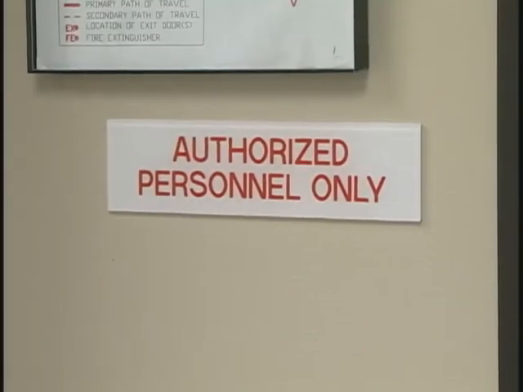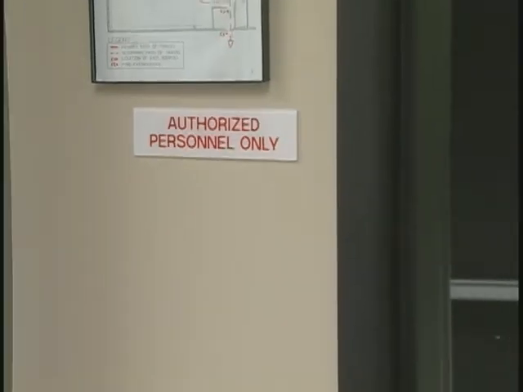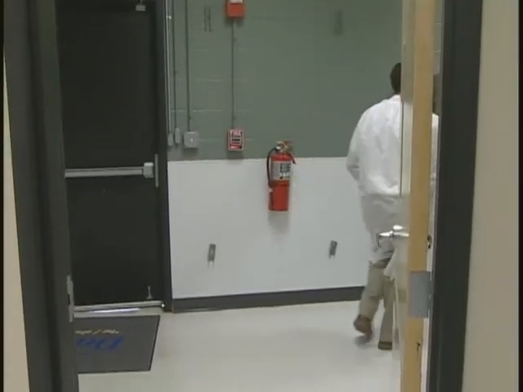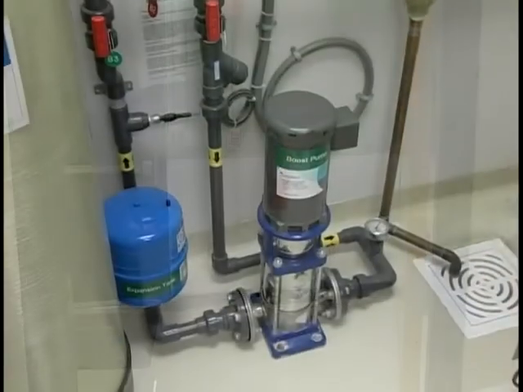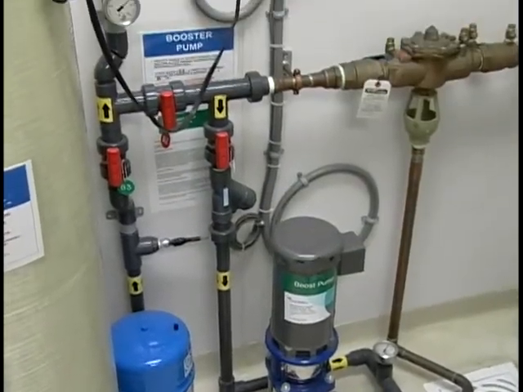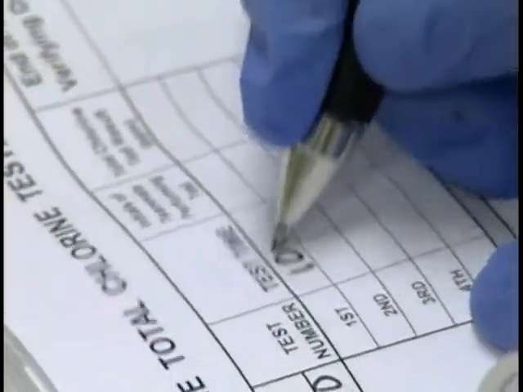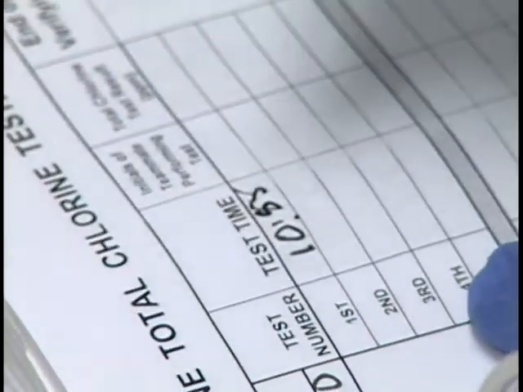The initial observation done as part of your flash tour should confirm that only authorized personnel have access to the area. Note the general condition of the equipment and show that the staff is documenting required tests and monitoring in accordance with the facility schedule.